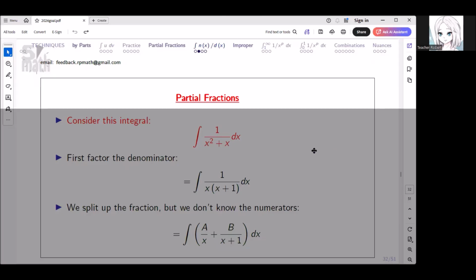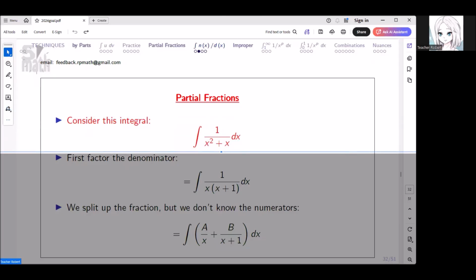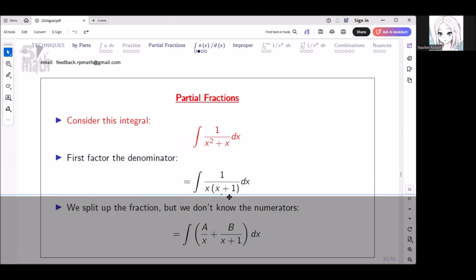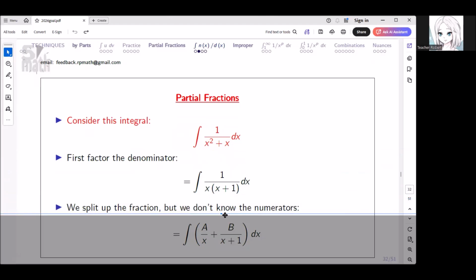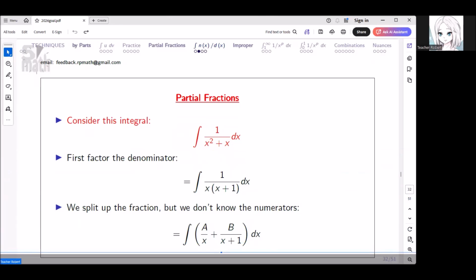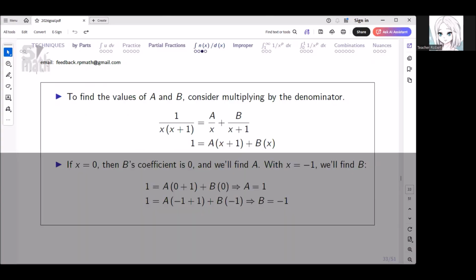Partial fractions. Consider this integral. First factor the denominator. We split up the fraction, but we don't know the numerators. To find the values of a and b, consider multiplying by the denominator.